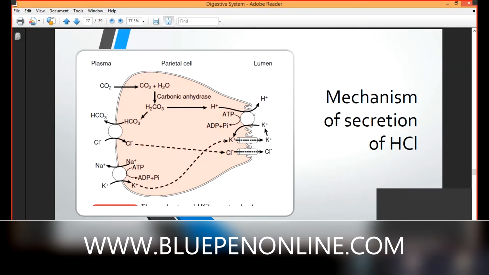Some of the H plus ions combine with the OH minus to form water again. And some of the H plus ions are actively secreted into the canaliculae in exchange for potassium ions. So many potassium ions are there in the lumen. Some of the potassium ions enter the lumen in exchange for H plus ions by H plus K plus ATPase, using ATP.